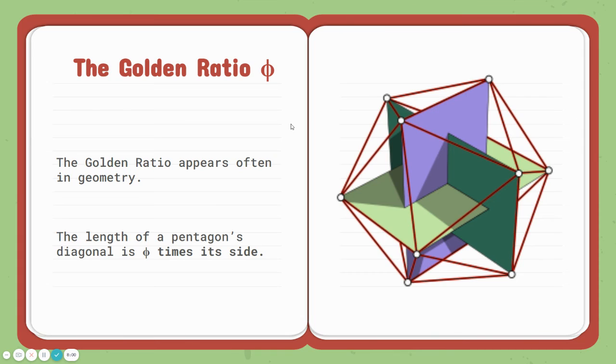The golden ratio appears often in geometry, and it's the length of a pentagon's diagonal. The length of a pentagon's diagonal is that Greek letter times its side. That one escapes me all the time. I don't remember what this one is called, but it is a Greek letter, and it is derived from these pentagons.